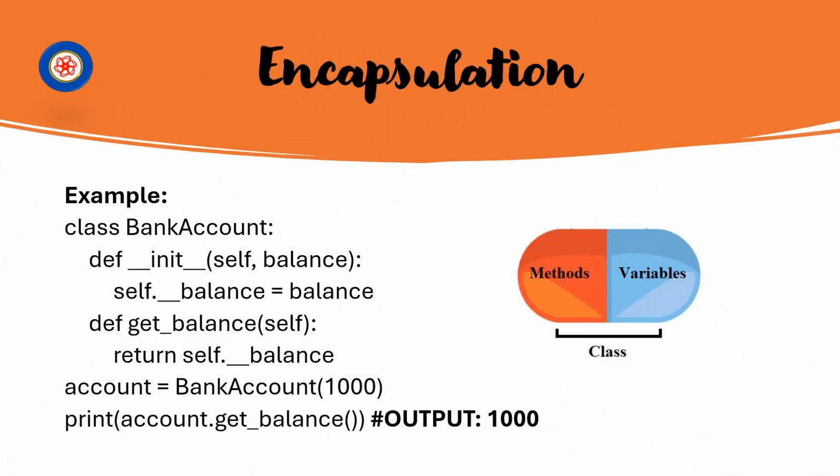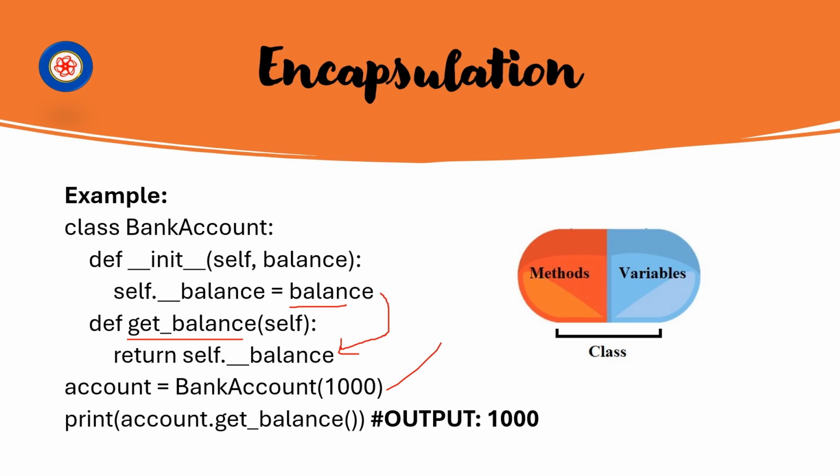Let's take a look at this encapsulation example where we created a class named bank account with a private balance attribute and a method to retrieve the balance. This double underscore before balance indicates that it is a private attribute, which means it cannot be accessed directly outside from the class. This method getBalance is a getter method that returns the value of the private attribute balance.